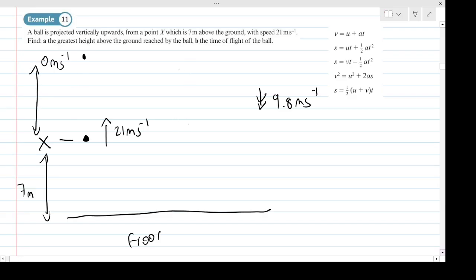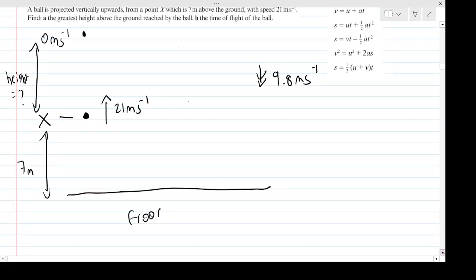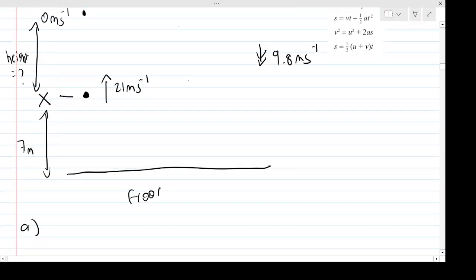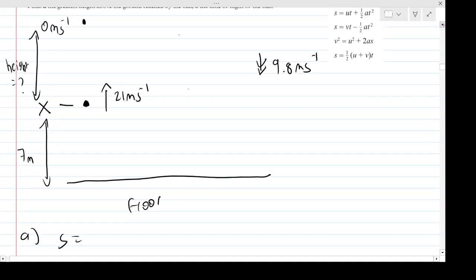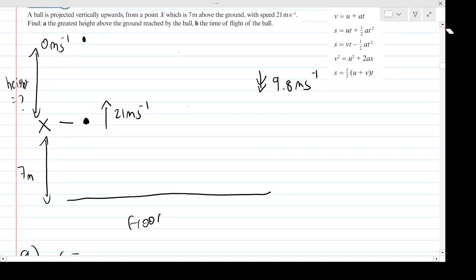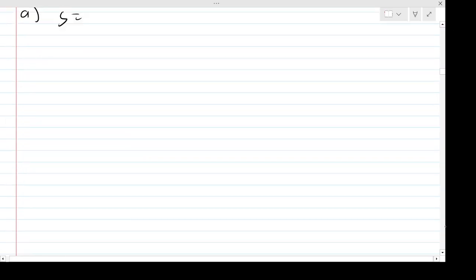But what's this height then? What is the height? Okay, so if we use our suvat, what is S? Think about it. We're starting at the point X, which is 7 meters above, and then we go from this point to the point where it comes to rest. I don't know the distance from the starting point to when it comes to rest in the air. So that's what I want to work out, this height.